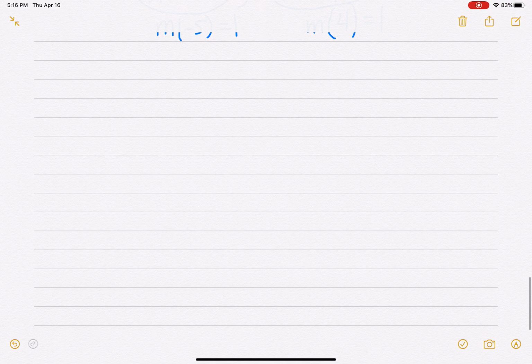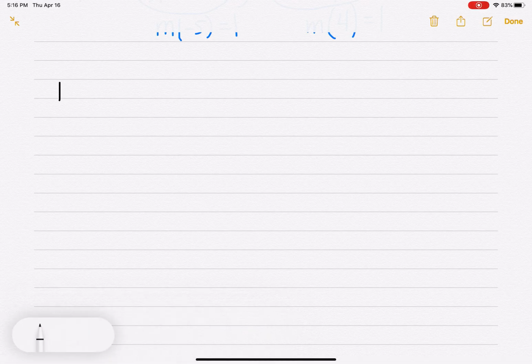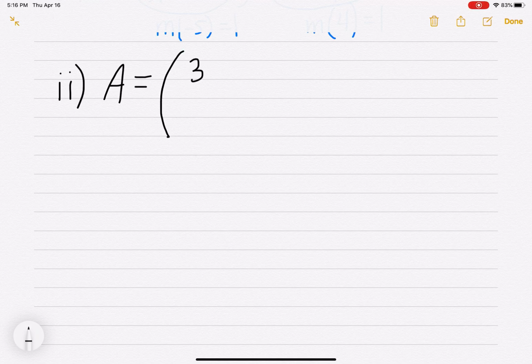All right, let's do another example. One more example. So here I have a matrix. This one's going to be a 3 by 3. 3, 0, 0, 2, 1, 0, and then the third column, negative 1, 4, negative 8.